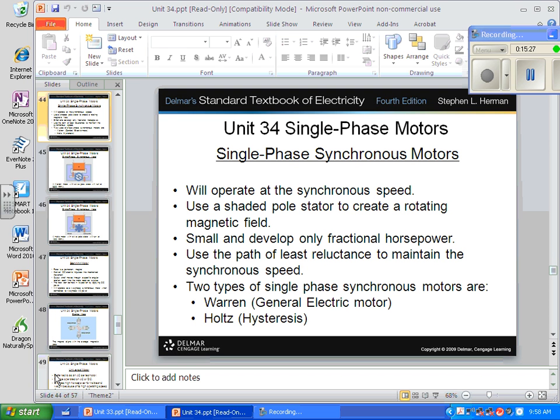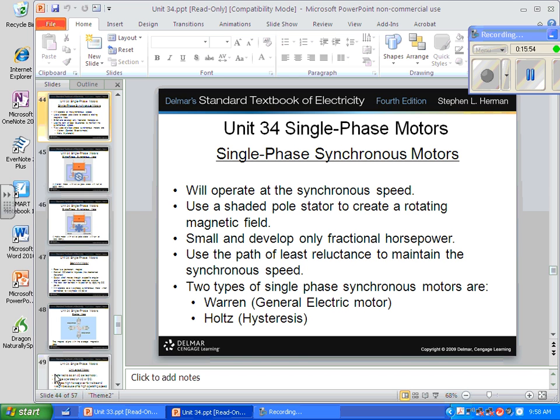Okay, single phase synchronous motors. What's a synchronous motor? It will operate at the synchronous speed. What is that? The synchronous speed is the speed of the rotating magnetic field. That is the synchronous speed. It uses a shaded pole stator to create a rotating magnetic field, small and develops only fractional horsepower. Uses the path of least reluctance to maintain the synchronous speed.